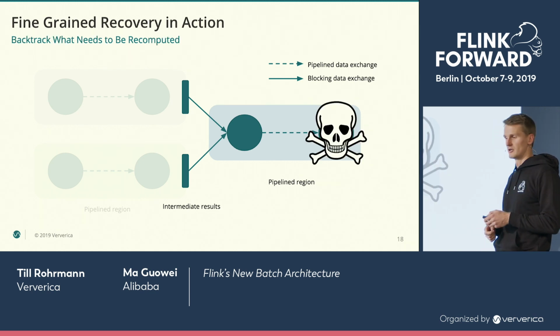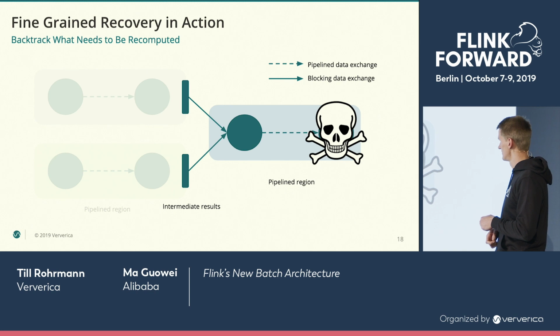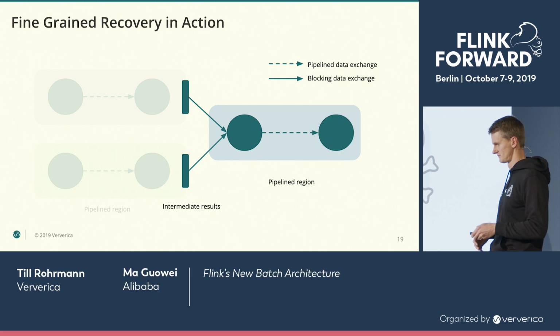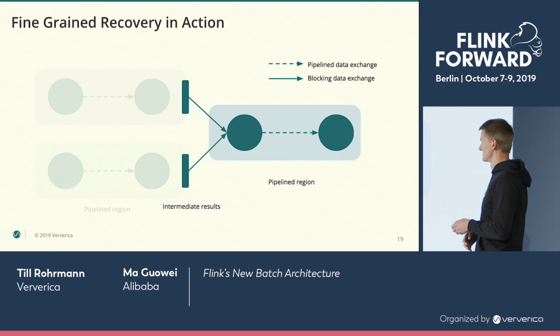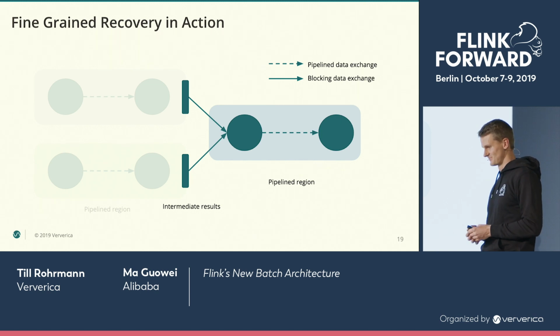If now a fault occurs, Flink will backtrack to the latest available intermediate results, and everything on its path will be restarted. So we will effectively restart this operator, nothing else, because we still have these intermediate results available. And that way, it doesn't happen that we will start the job completely over.